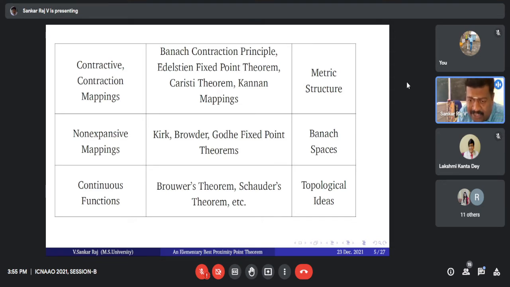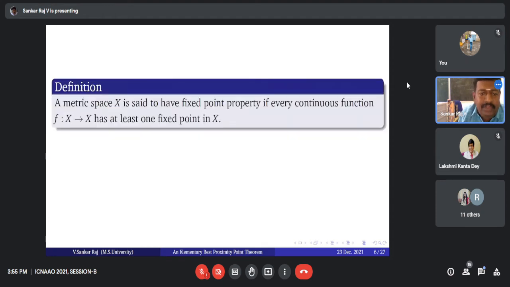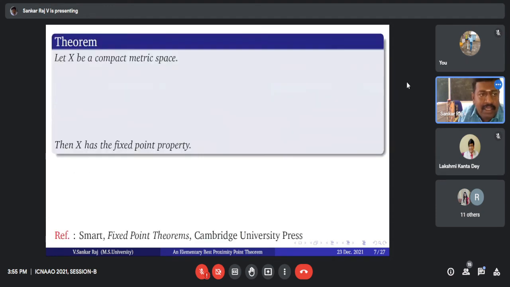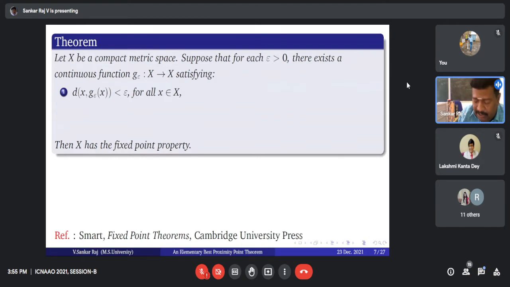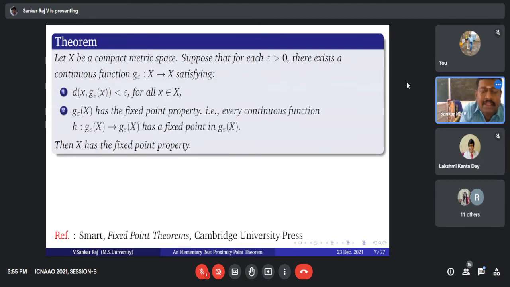But the interesting part is Schauder's fixed point theorem. What it says is that if K is a non-empty compact convex subset, then any continuous function from K to K will have a fixed point. That is Schauder's fixed point theorem. But to prove Schauder's fixed point theorem, we are going to use a simple lemma. That lemma I'll show. This is one of the interesting fixed point theorems for continuous functions in a metric space.